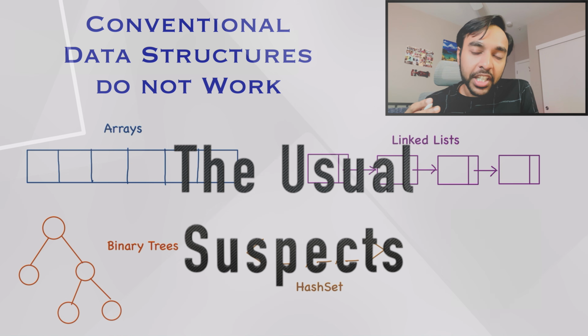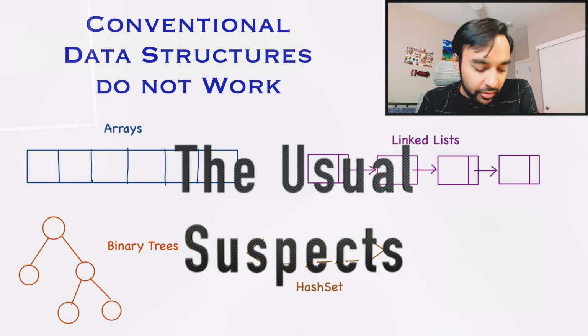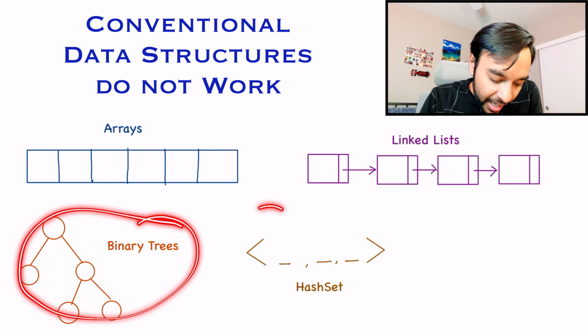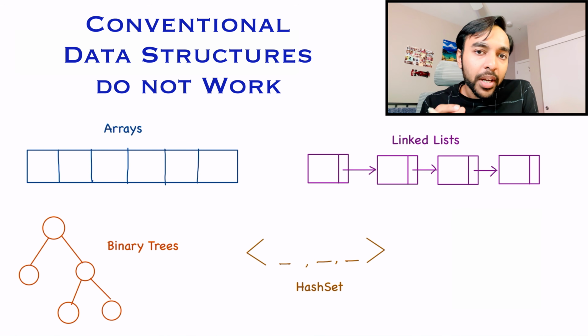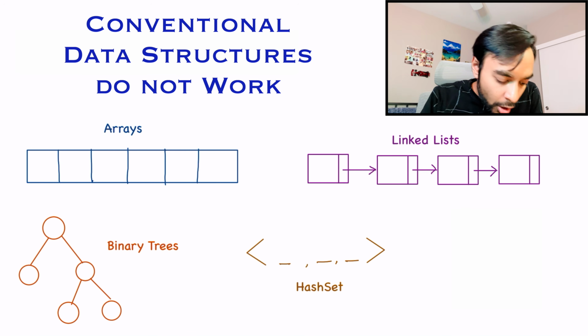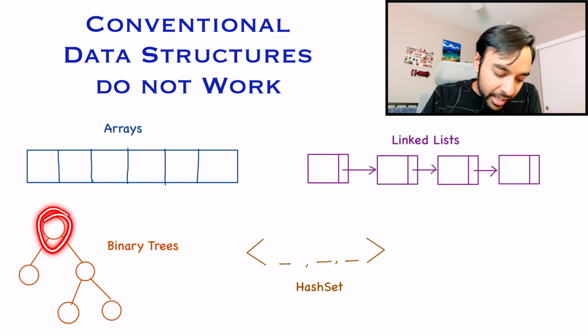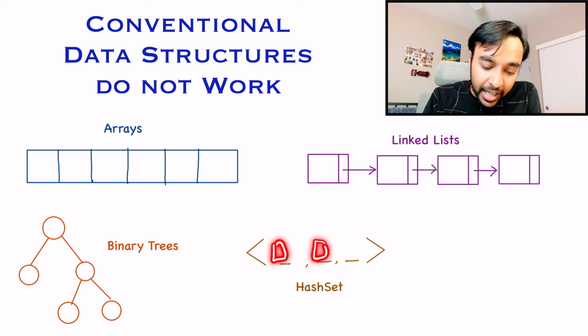If you notice closely, the data structures that we have been dealing with are arrays, linked lists, binary trees, and hash sets. What is common among all of these data structures? All these data structures can handle only one value at a time, right? In an array, you can store one value. In a linked list, you are only looking at one value at a time. Same is for binary tree and same is for hash set, right?